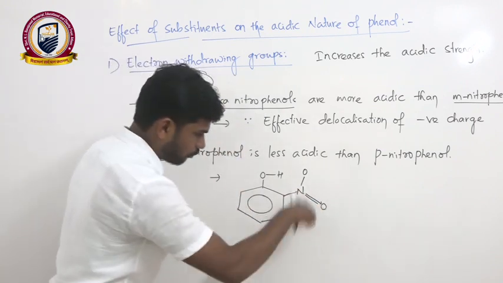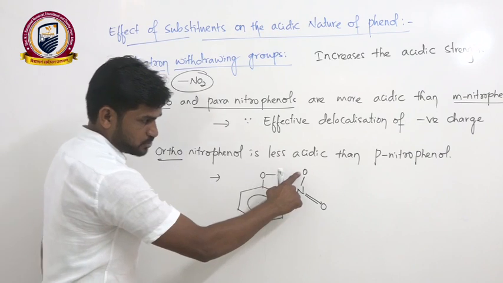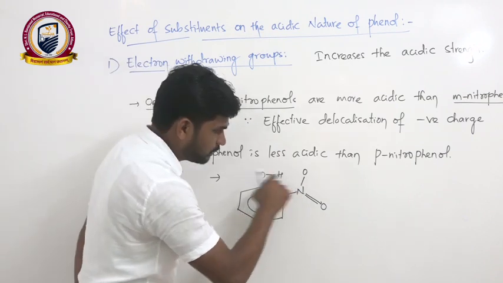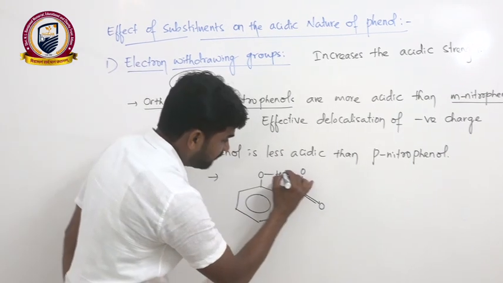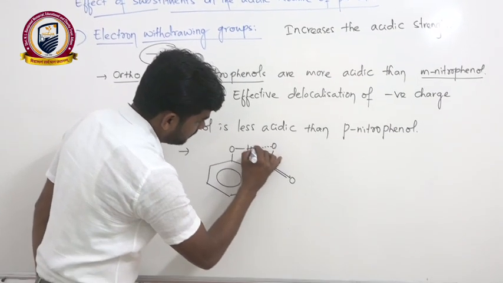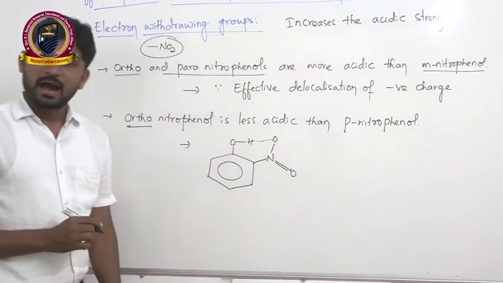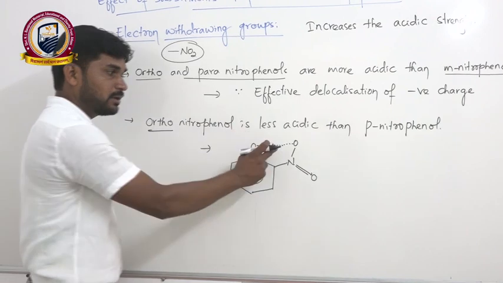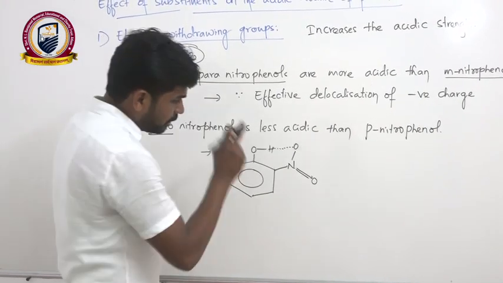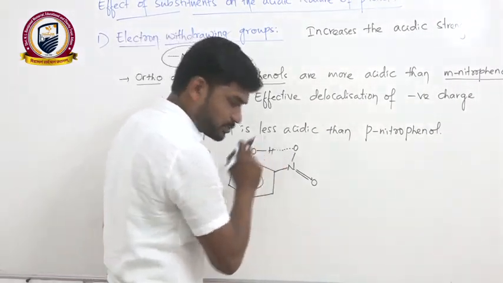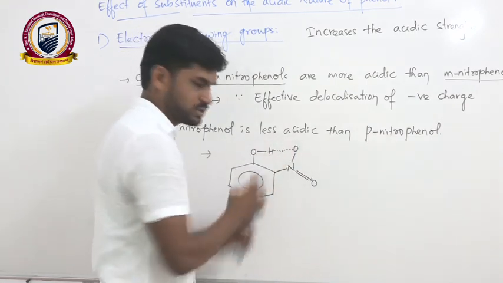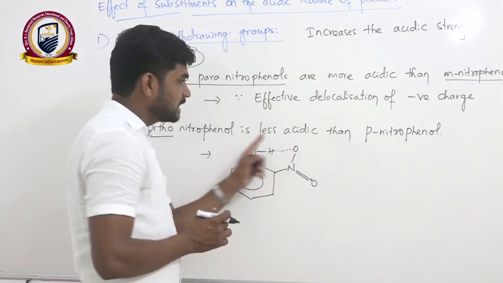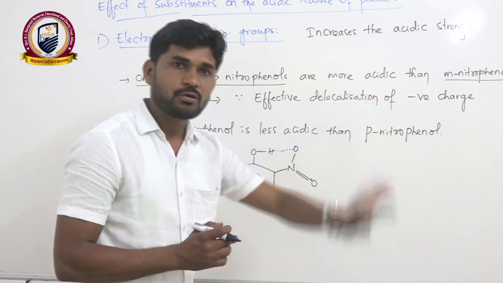Right. So this is orthonitrophenol. Oxygen is the most electronegative element, and there is an electrostatic attraction between hydrogen and oxygen. What type of bond is formed? Hydrogen bonding. Intramolecular hydrogen bonding takes place. Due to the formation of this hydrogen bond between hydrogen and oxygen, it becomes less acidic than para-nitrophenol.